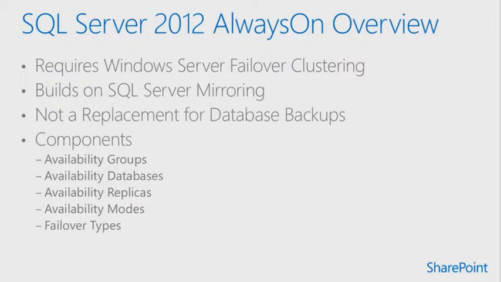There are some components. I'm going to ask Bill if he'll talk to this. Components that we have: availability groups and databases and replicas and modes and failover types. So there's some terminology and concepts that you'll have to become familiar with. But when you get your head wrapped around that, you're going to see that Always On is going to provide a significant improvement in high availability, as well as backups as a way to recover content fairly quickly.